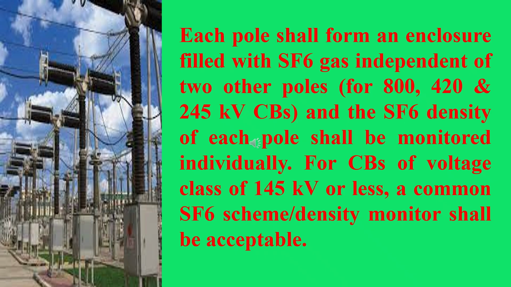Each pole shall form an enclosure filled with SF6 gas independent of the two other poles for 800, 420, and 245 kV circuit breakers, and the SF6 gas density of each pole shall be monitored individually. For circuit breakers of voltage class of 145 kV or less, a common SF6 scheme density monitor shall be acceptable.